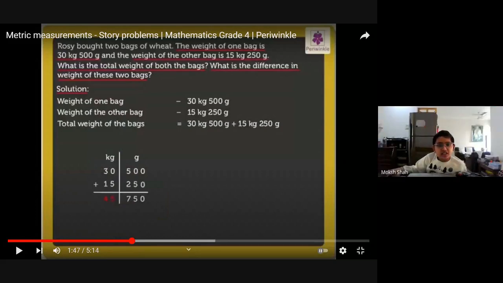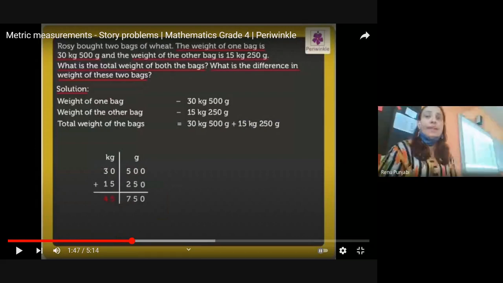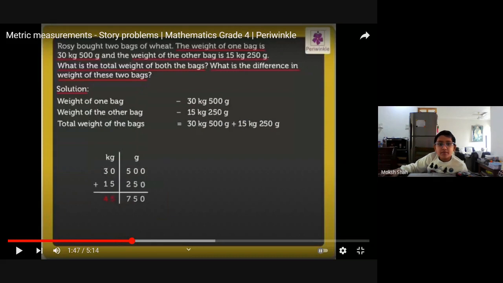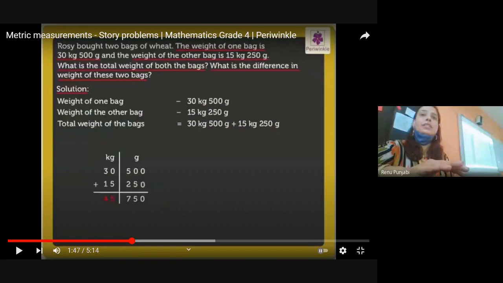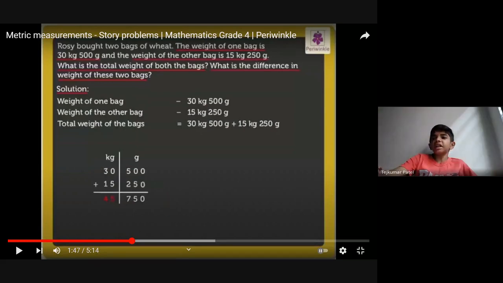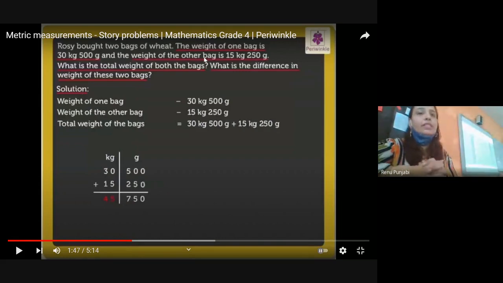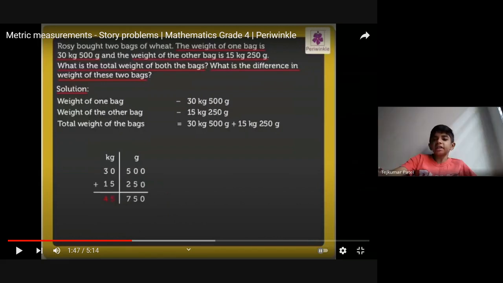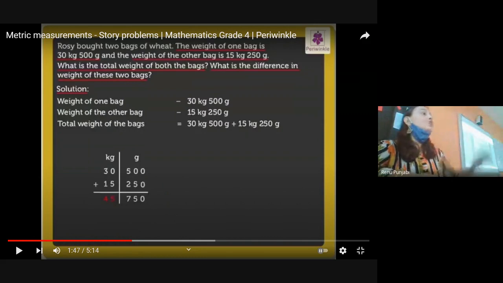Are you finding the difference or the total weight? Where is difference written in the question? You need to write only the total weight of the two bags. That's it. The answer is 45 kg 750 grams.